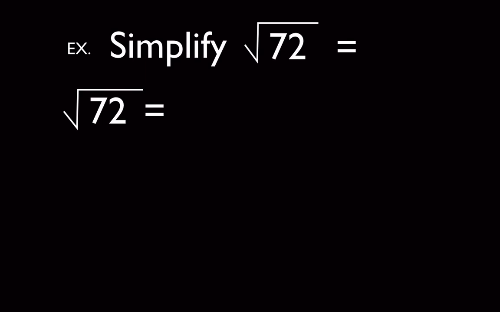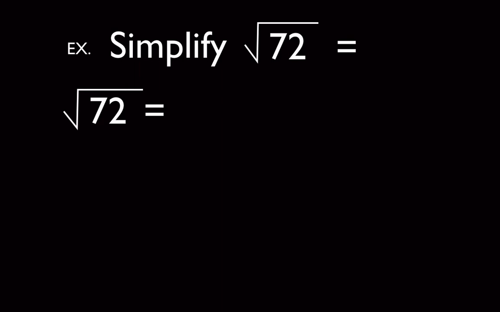Okay, so for the first example, we're going to look at this problem right here: simplifying the square root of 72. Why do we need to simplify it? Well, I don't know what the square root of 72 is. I don't even really know what it's close to. However, I do know it's in between the square root of 64, which is 8, and the square root of 81, which is 9. So it's in between 8 and 9. I just like to know a smaller number that I can use as a reference.